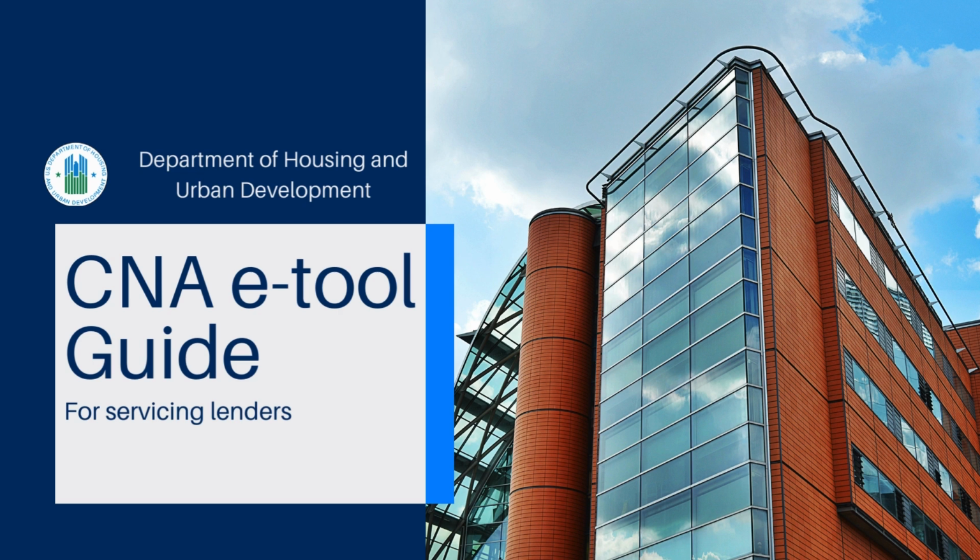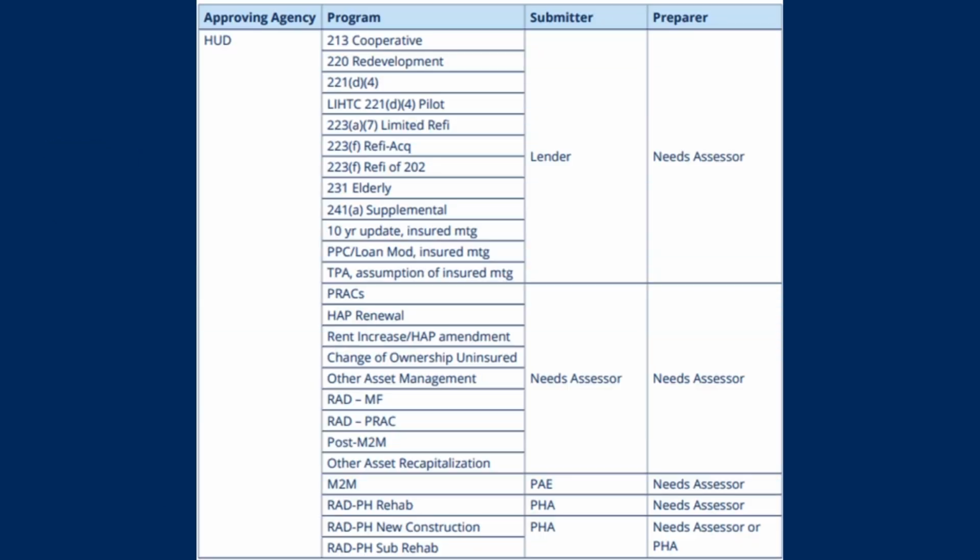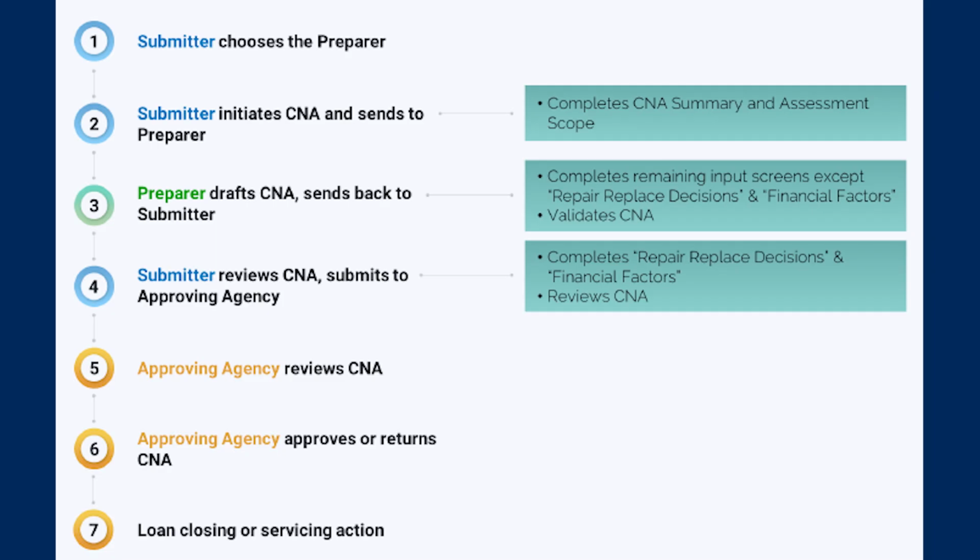to complete specific screens. What users do within CNA eTool depends on their user role, the type of CNA being prepared, and the program type or event of the property that is being assessed. There are three primary user roles in CNA eTool: the submitter, the preparer, and the approving agency. The users for each of these roles will depend on the type of CNA that is being submitted. For example, an asset management CNA will have a servicing lender as the submitter, a needs assessor as the preparer, and HUD as the approving agency.